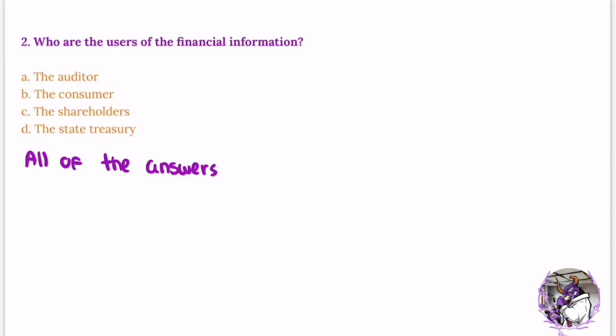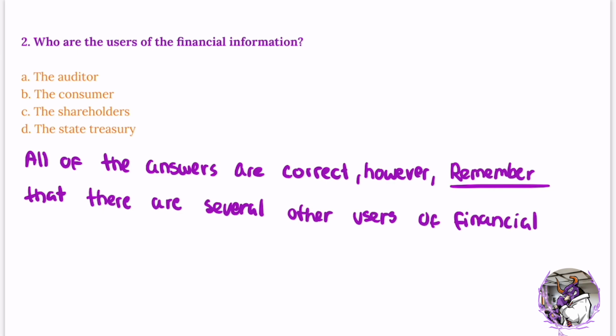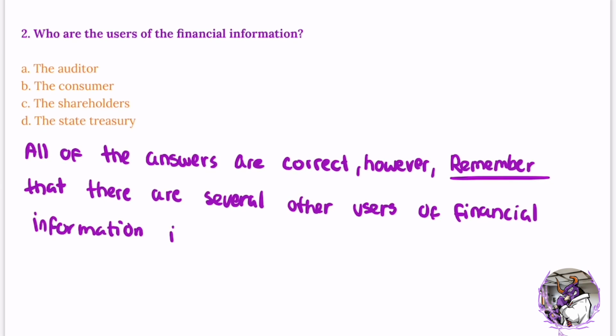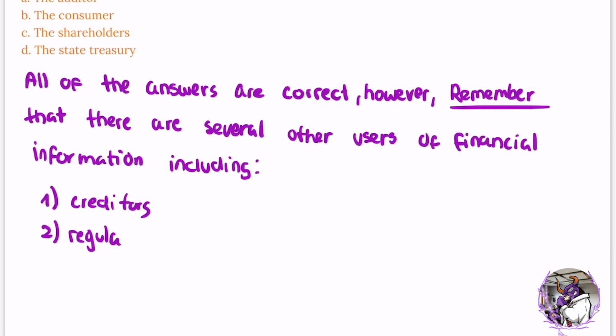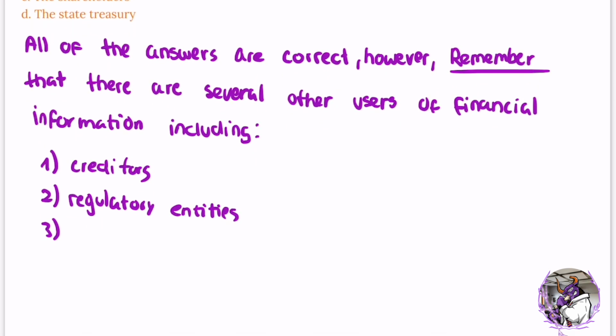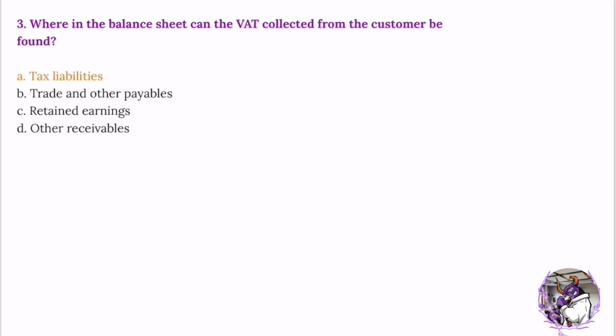Now, question number 2. Who are the users of the financial information? For this case, all of the answers are correct. The auditor, the consumer, the shareholders, and the state treasury are all users of the financial information. However, we need to remember that there are several other users of financial information, such as creditors or the government, and many more.